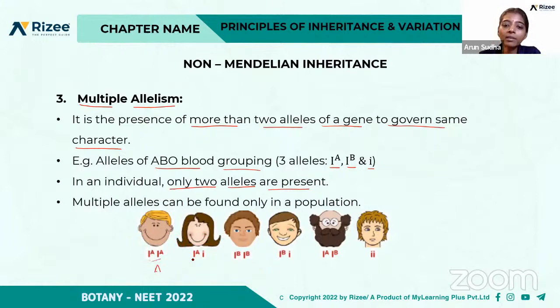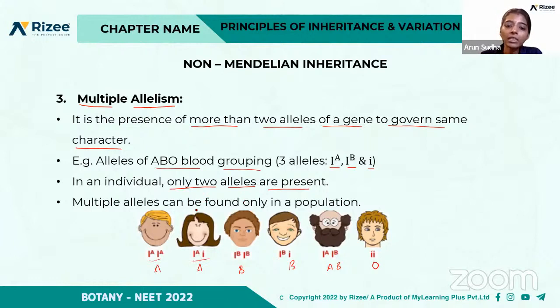Another person will have IA and i. So here also the blood group will be A. And some other person will have IB and IB. So the blood group will be B. Here IA and IB, so the blood group is AB. And if only i is present, there's no antigen, so the blood group will be O.